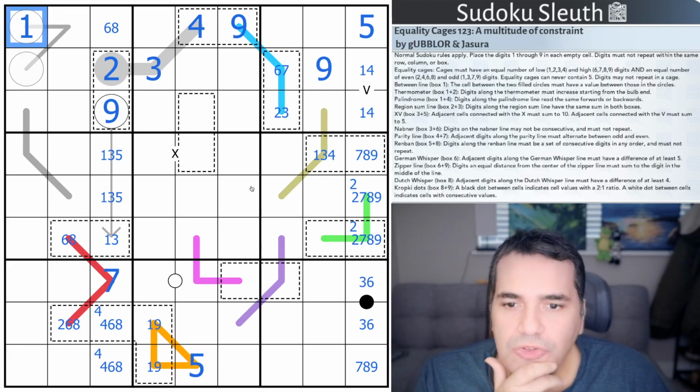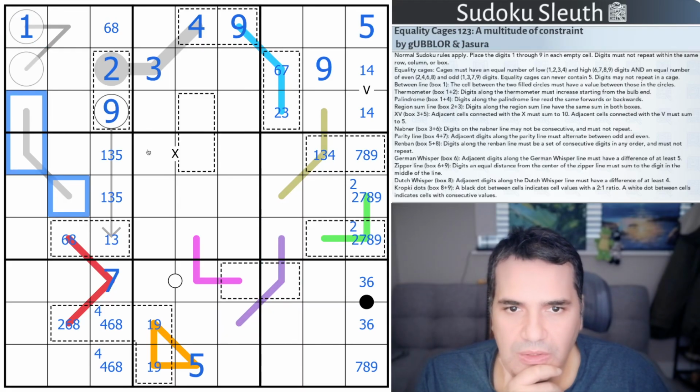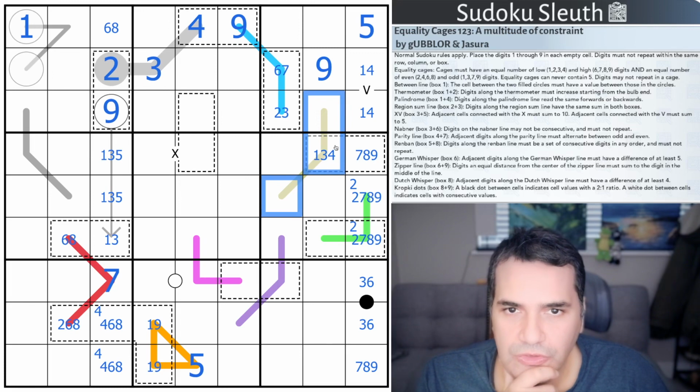So let me just think about this. I haven't used the zipper line, haven't used this palindrome, really haven't done anything with this. So there's clearly a lot of information still on the screen. It's just trying to discern which one is actually useful right now. Tougher question than it may seem.